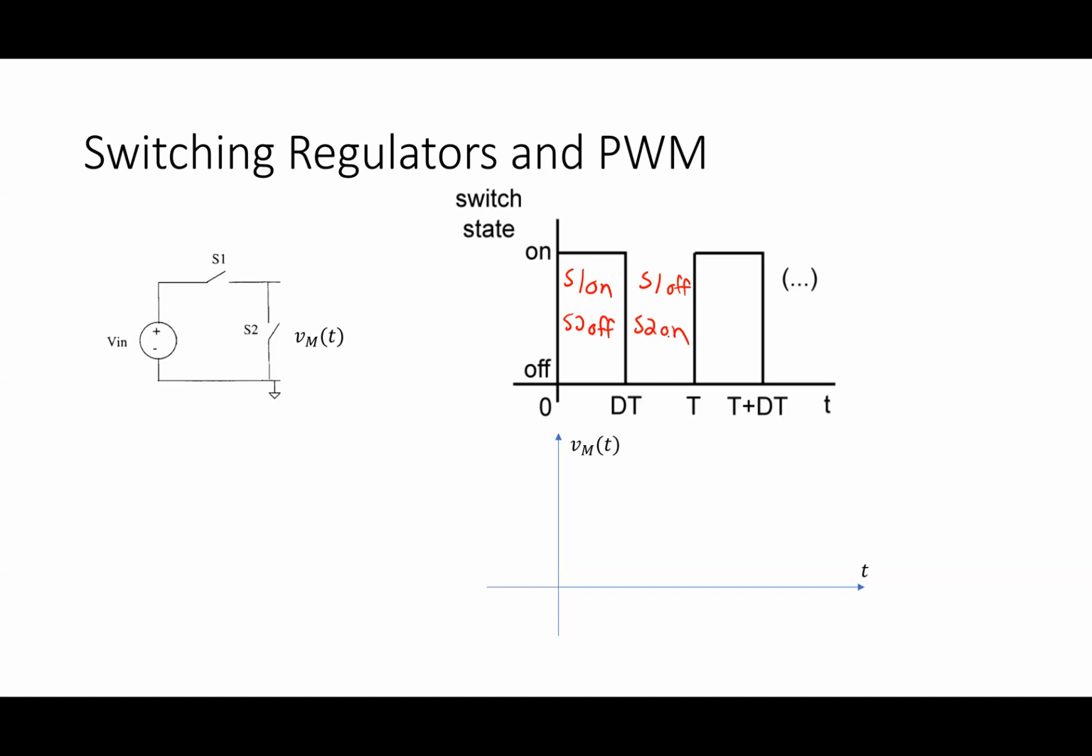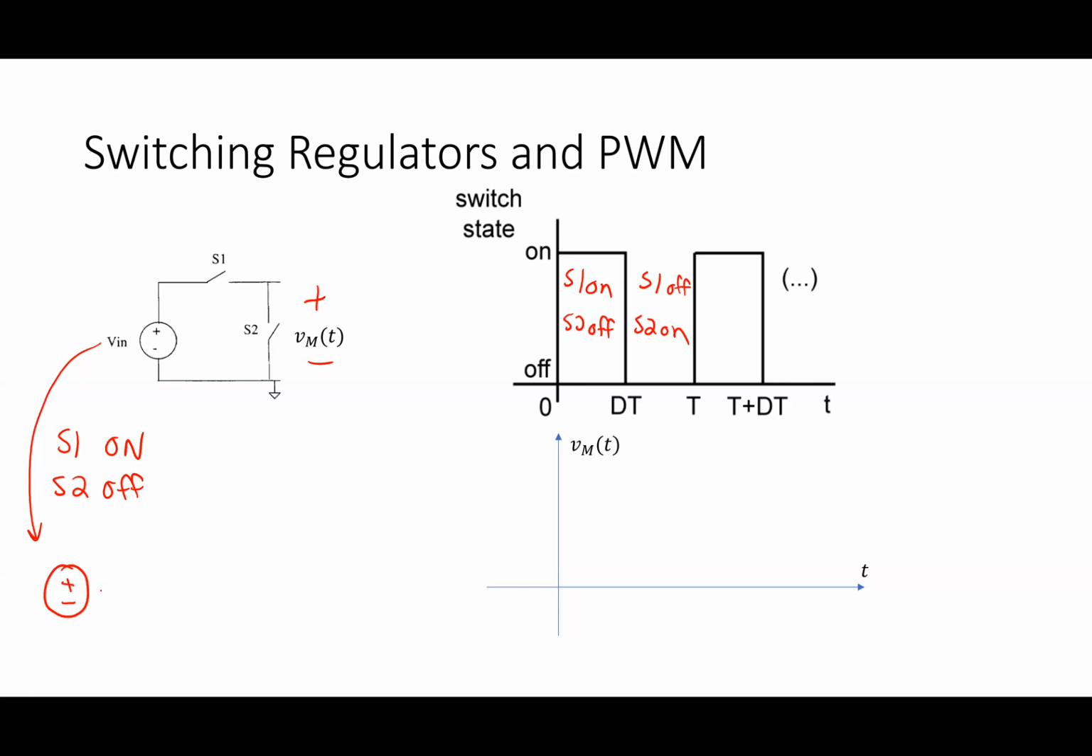Okay, so let's consider what's going to happen in this circuit. What I'm doing is I'm measuring VM, which is the voltage from the midpoint between those two transistors, those two switches, to ground. All right, so let's say I'm in the first period. S1 on and S2 off. Help me redraw the circuit here. Short and open. All right, which one's short and which one's open?